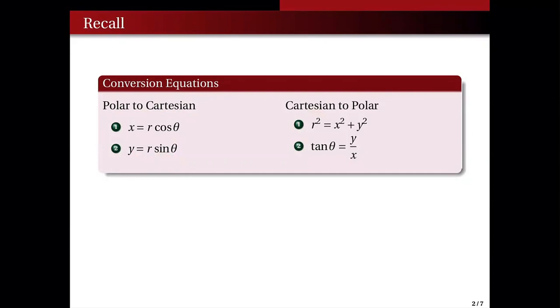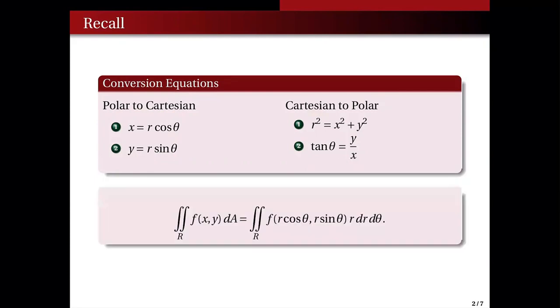And from here, we can convert double integrals that are in rectangular form to a double integral in polar coordinates. So we will use the following conversion. If we are in rectangular form, the double integral over the domain R of f of x, y, dA, will be equal to the double integral over the domain R of f of r cosine theta, comma r sine theta, r dr d theta.